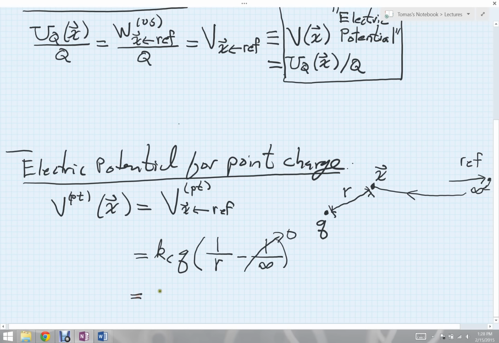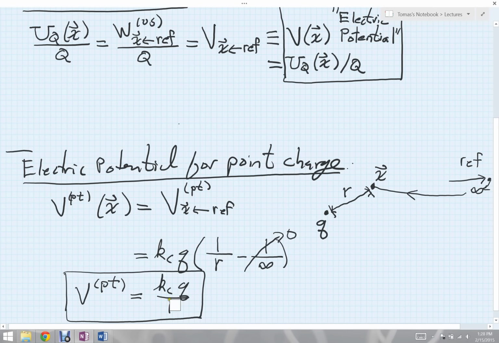So for a point charge, the electric potential formula is very, very simple. The potential from a point charge at any location is just equal to Coulomb's constant times the value of that charge Q divided by R, where R is the distance from the charge to the point where we are computing the potential.